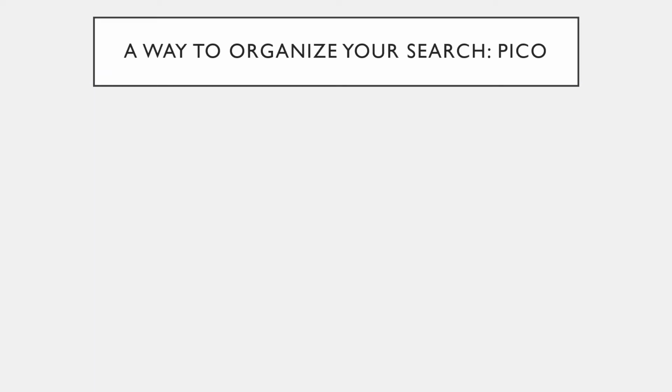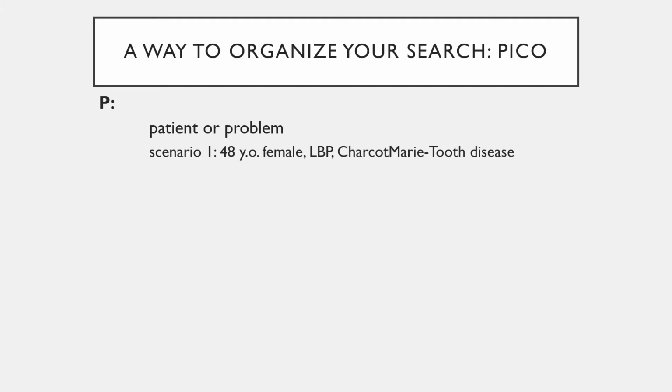I talked about that a little bit last week. And so what we're going to do is gather some information about this. So the first thing is that we look at P, which stands for the patient or the problem. So in this case, we're looking at a person who has a specific condition. She told you that she has been diagnosed with this condition multiple years ago, and it's no big deal. So we've got our 48-year-old female, low back pain, Charcot-Marie-Tooth disease.